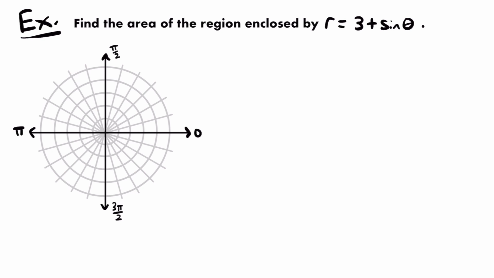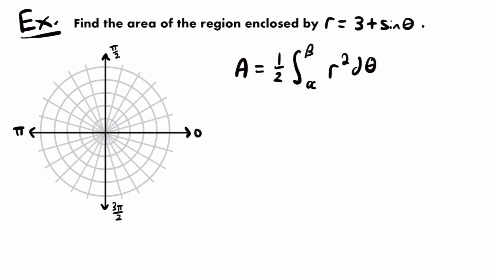And the formula looks like this. The area is equal to 1/2 times the integral from alpha to beta, where both alpha and beta are angles of theta. And then inside the integral, we have r squared times d theta.